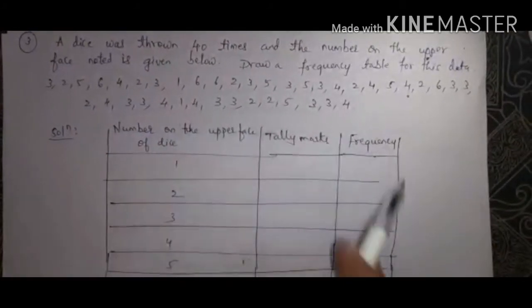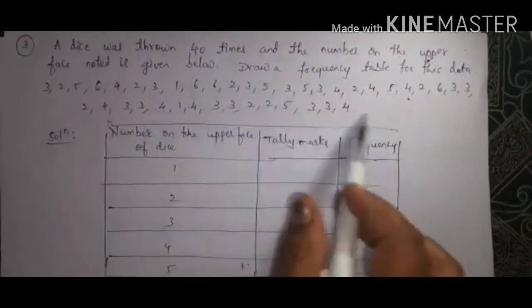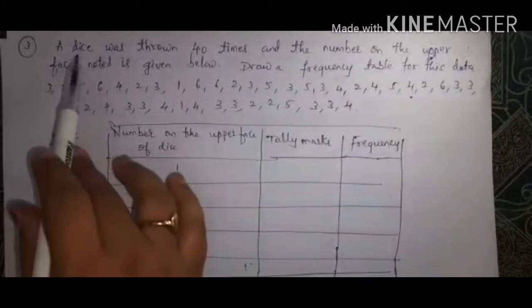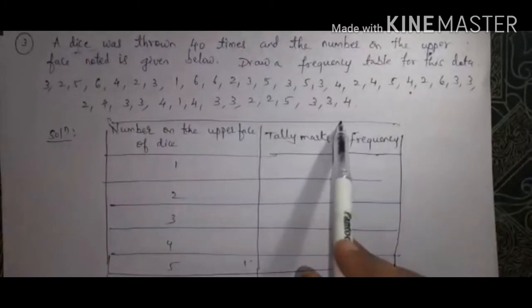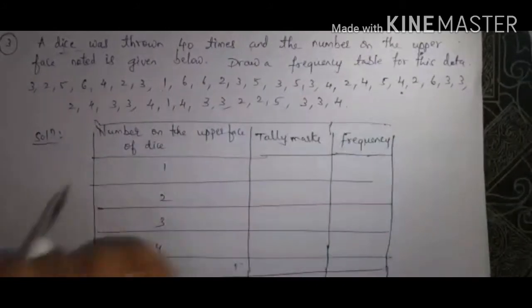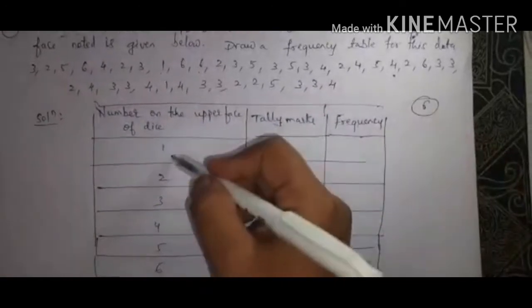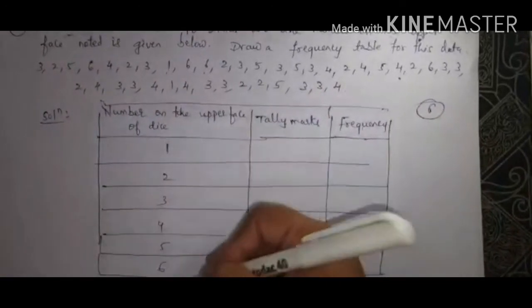So this is a table. Number on the upper faces of the dice. This is the scores on the die which you play. Then the second column is the same, tally marks and frequency. In this the smallest number is 1 and the largest number is 6. On a die there are 6 numbers only. So definitely from 1 to 6 all the numbers you have to write.